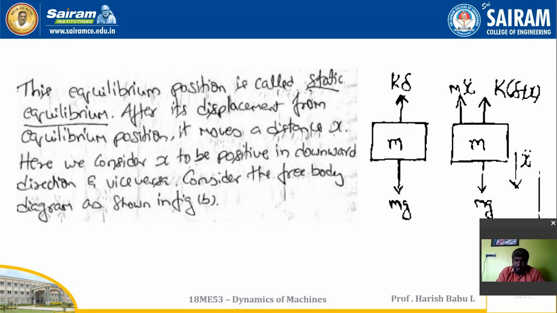Considering the free body diagram, here you can take the diagram when only the mass is attached. So mg will be equal to k delta, so the forces will be completely removed over there. When I go to this side, m into x double dot is acting, and k into delta plus x is acting on the other side. So I want to take that condition.